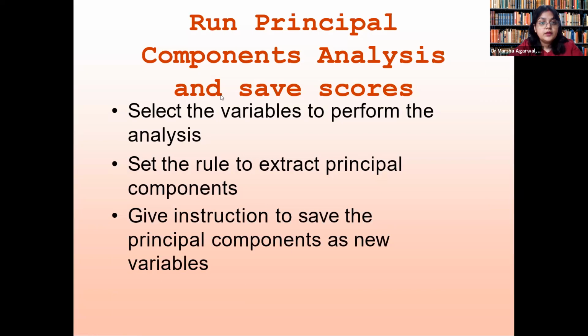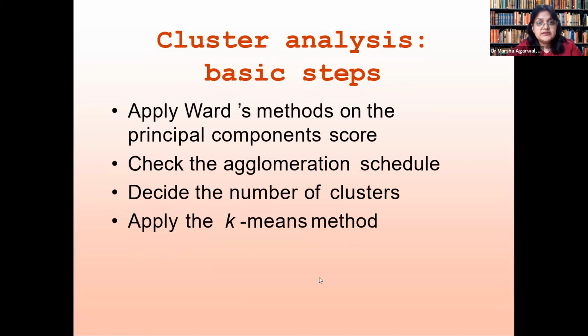So in SPSS, when you do not know the number of clusters, as I've already told you, you need to do factor analysis. The only change here is that you need to save those variables when you are running the factor analysis. Quickly, I'll take you there also. It will just take a minute to learn it. So factor analysis, save those variables, and then you go for the cluster analysis basic step. In that case, you need to apply the Ward's method on the principal component score, and then check the agglomeration schedule, decide the number of clusters, and then apply the k-means method.